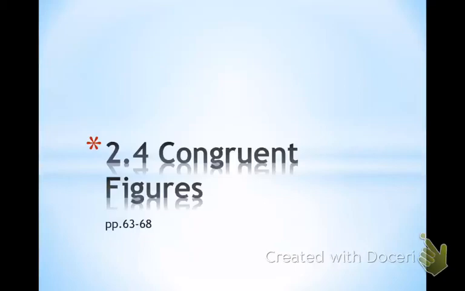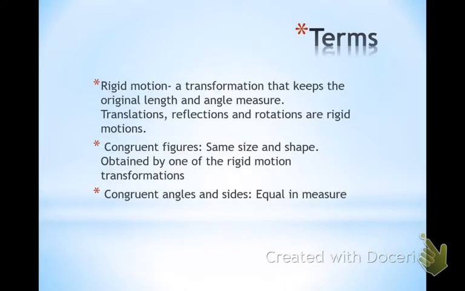All right, so we're in section 2.4, congruent figures. We just talked about the fact that congruent means what? Congruent means what? Same, equal, okay? You do not have to write these terms down, okay? It's in your book, okay? But I want to talk for a minute about rigid motion, okay?